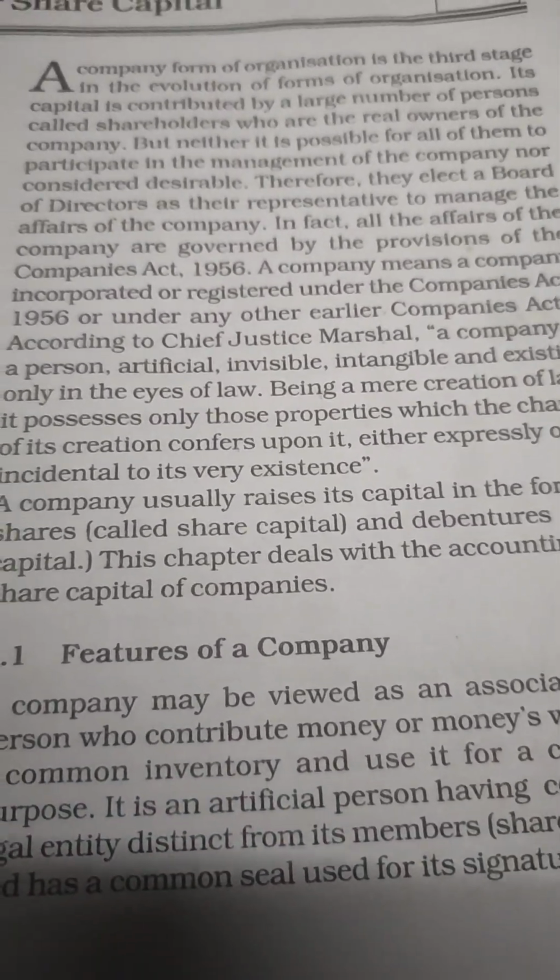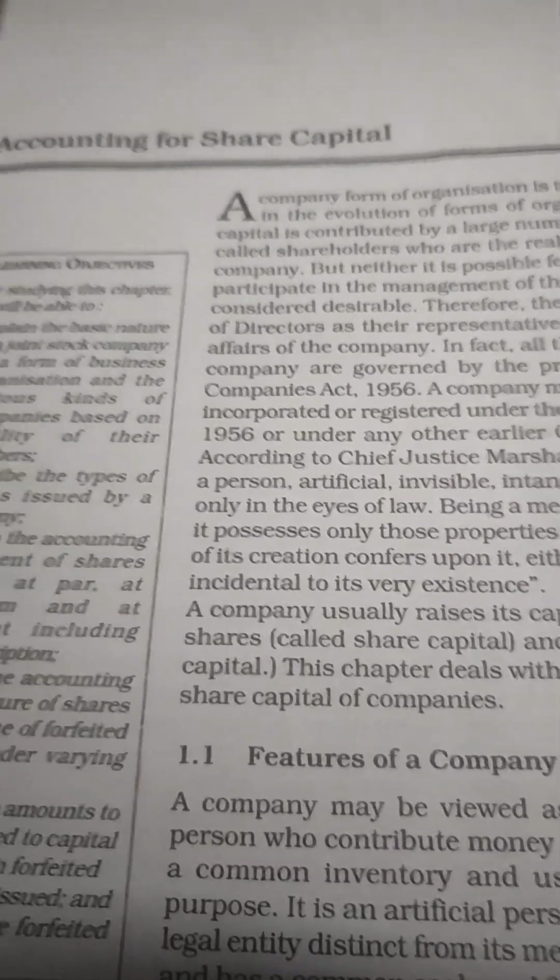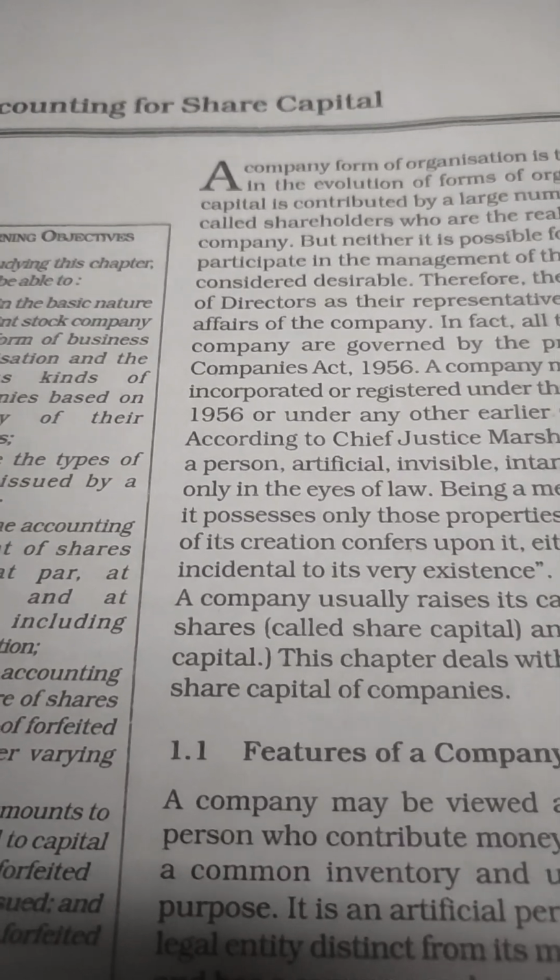Today I am going to take a class on Plus Two Accountancy Part 2, Accounting for Share Capital.